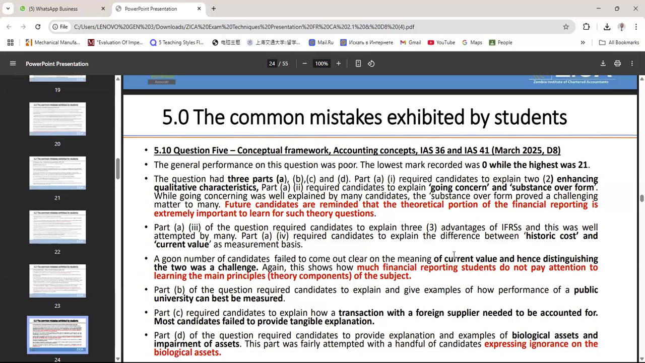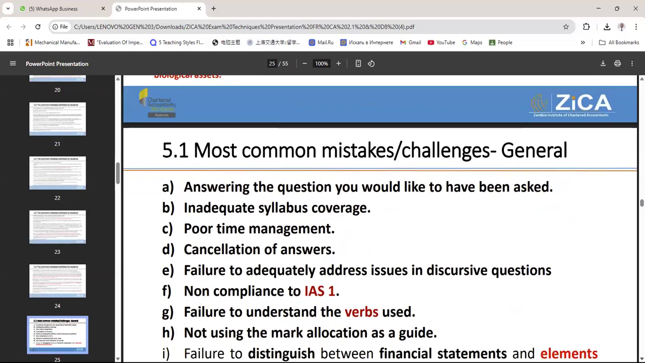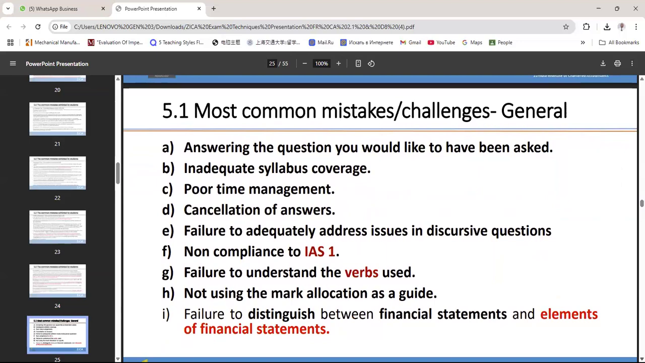Again, biological assets, IAS 41. Some students expressed ignorance on biological assets. The message is clear. Why did it happen like this? Students are not covering the entire syllabus. Of course, those are the comments which came from the last exam sittings.